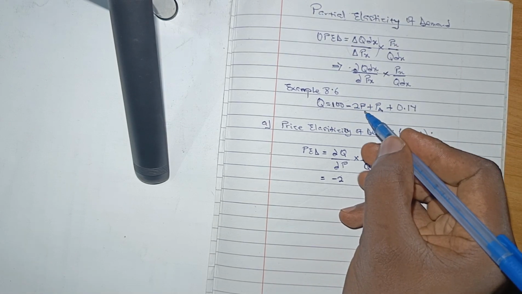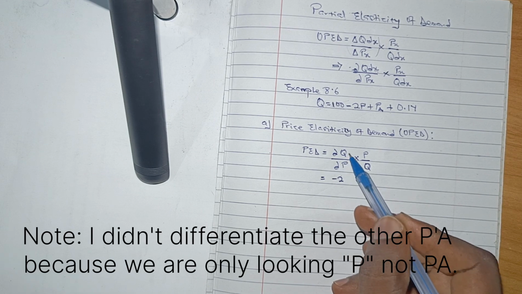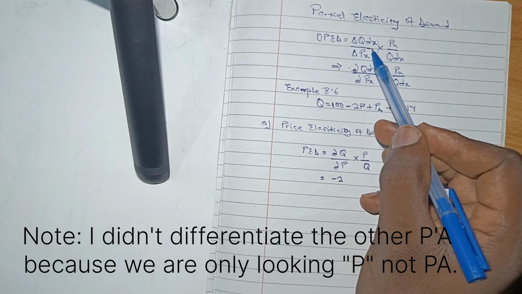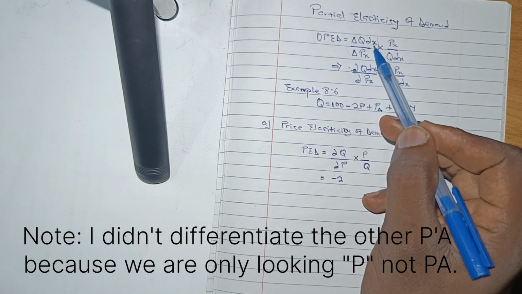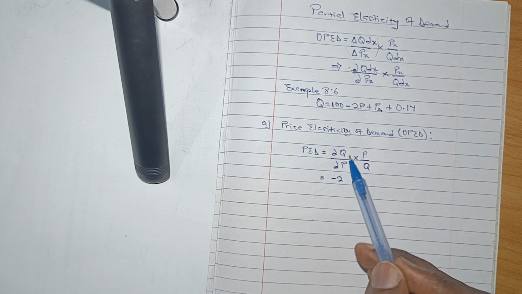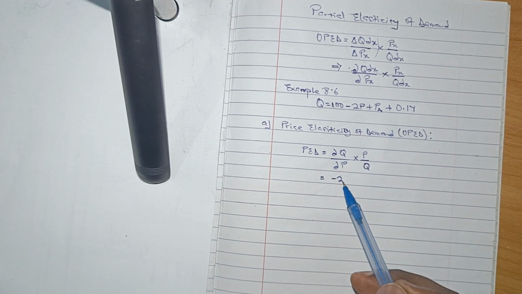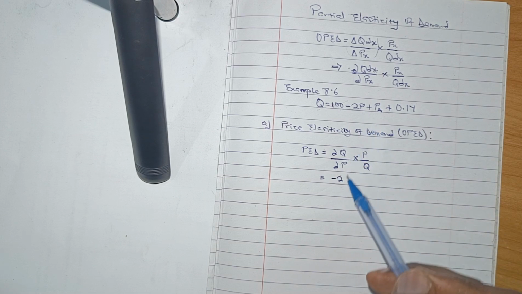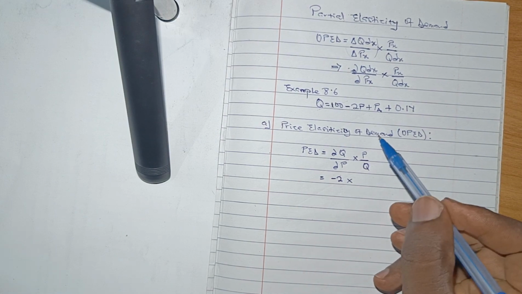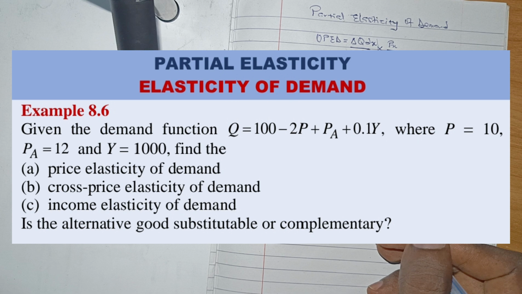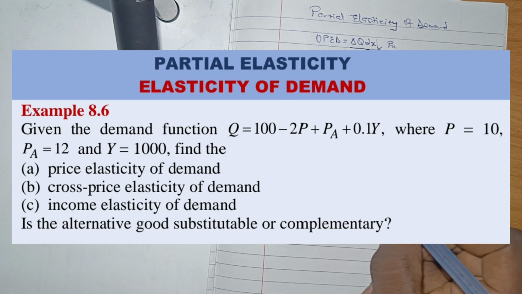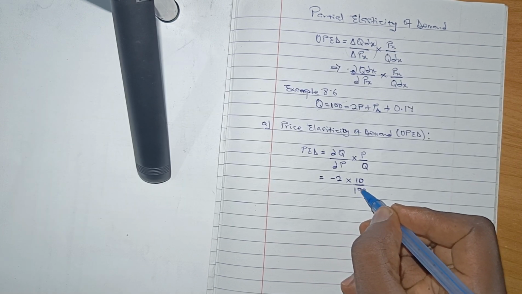I said this formula here, just like what I've written here, replaces this. To go through the stress of finding the differences, the changes, this formula here makes it very easy for you to do that. So we've gotten our value after differentiating, which is negative 2P. Then we multiply. According to the question, P is what? P is 10. So 10 over, then Q is 192, according to the question.